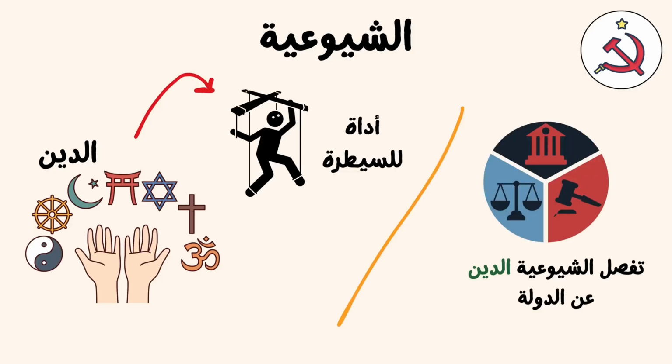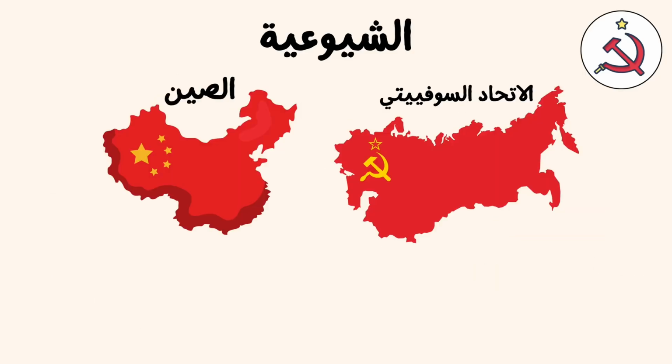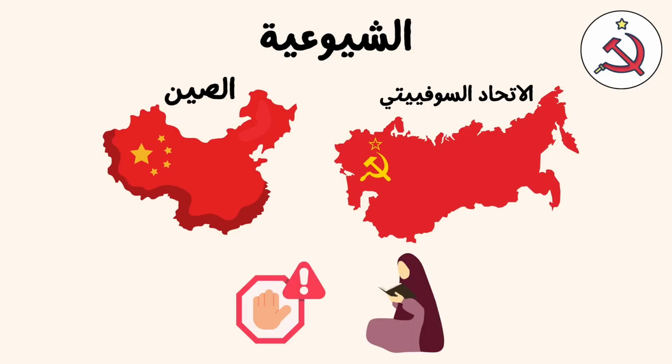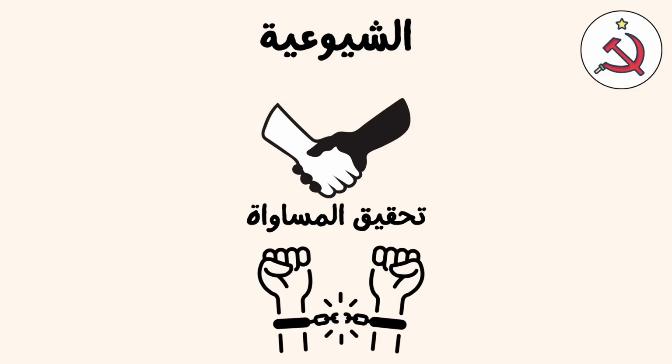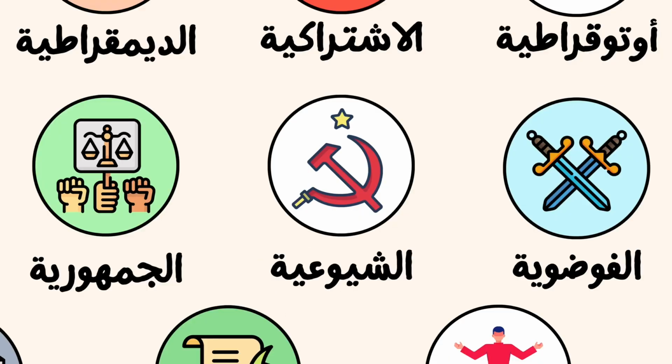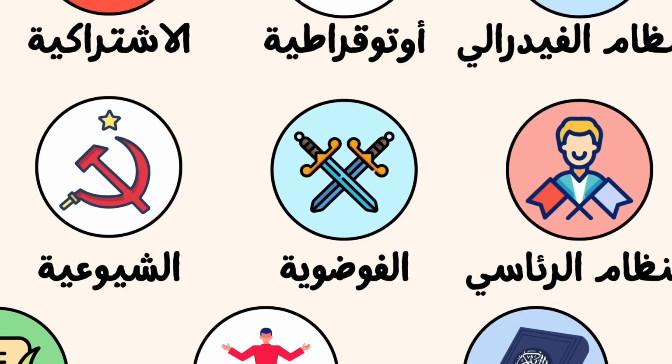Communist ideology sees religion as a tool of control, so communist regimes tend to separate religion from the state, as in China and the Soviet Union, where religious practices were restricted. Though its goal is equality, the system often leads to restricted freedoms.